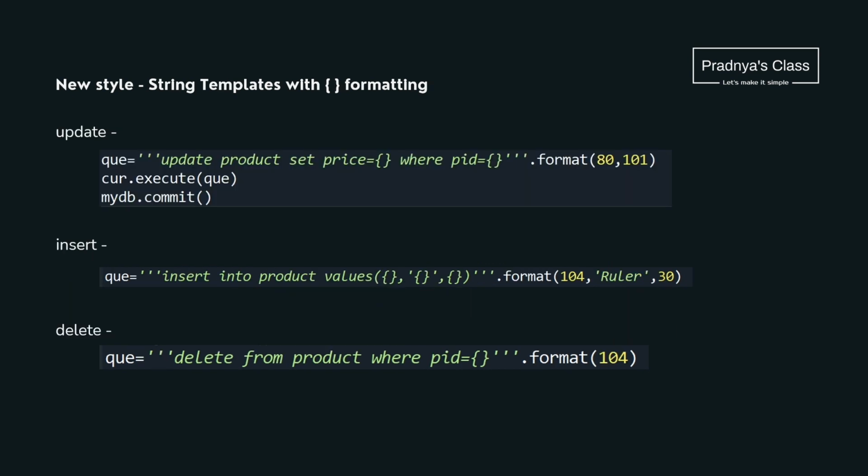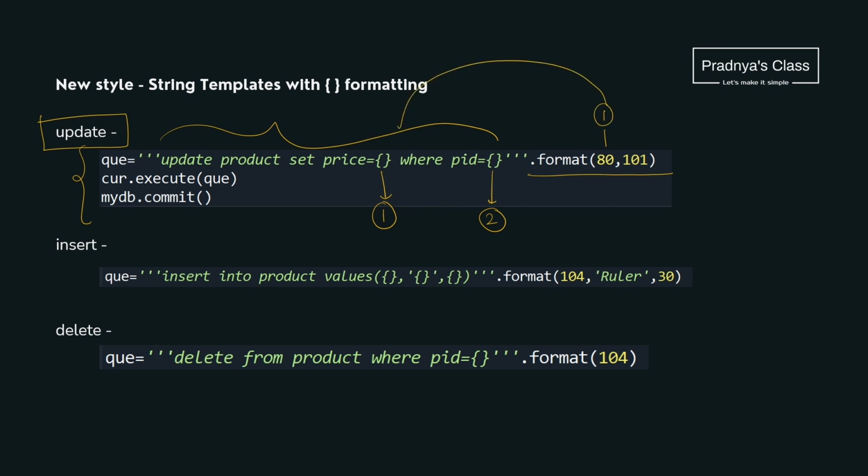Let's understand that concept with one more query. Here we are trying to write update query. Update product, set price equals to curly braces. This is the first placeholder where PID equals to placeholder 2. It means we need to provide two values. Look at the format function. Here is the first value which will get replaced at price, and the provided second value will get replaced at the second placeholder. In the format function you can pass as many values as you wish.